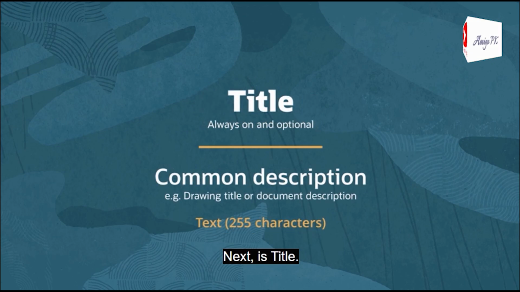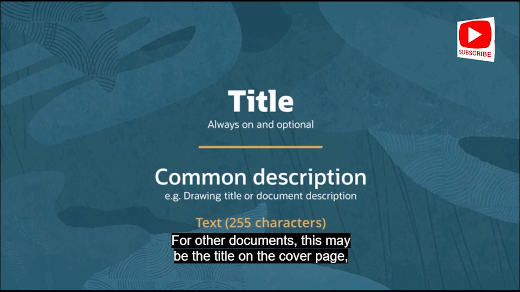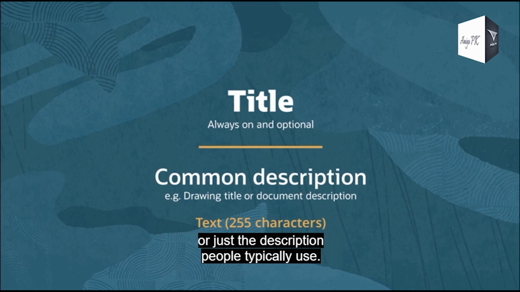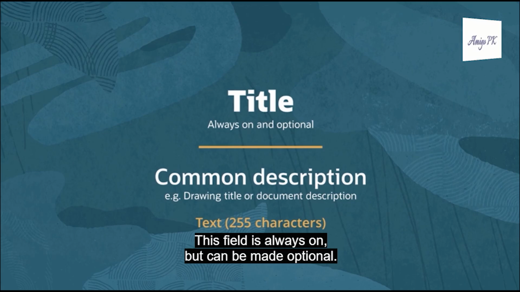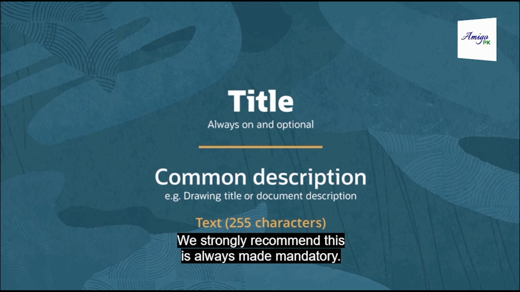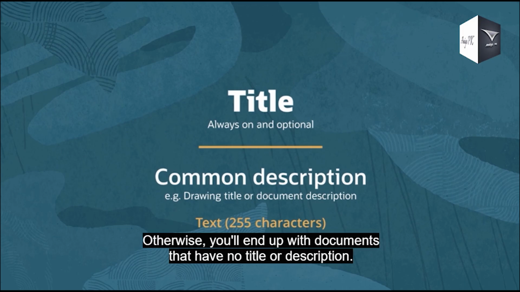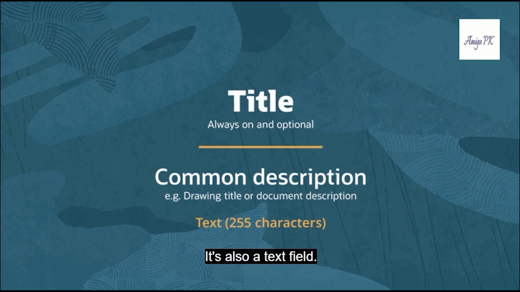Next is title. This should provide a common sense description of the document. For other documents, this may be the title on the cover page or just a description people typically use. For example, design team meeting minutes. This field is always on, but can be made optional, and that means that it can be left blank. We strongly recommend this is always made mandatory, otherwise you'll end up with documents that have no title or description, and that will make it much harder to find and identify documents. It's also a text field.